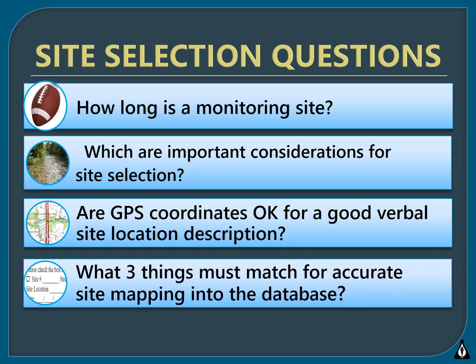What 3 things must match for accurate site mapping? That will be where you've identified your site, that verbal site description, and then if you have multiple sites, making sure those numbers make sense. So the site and site description are the most important parts, and that number.